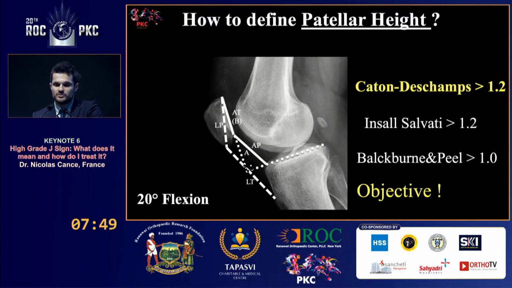And finally, how do we define the patella high? You need to use some index. You need a lateral knee X-ray and some index, and we always use the Caton-Deschamps index, where patella alta is defined for every value of more than 1.2.